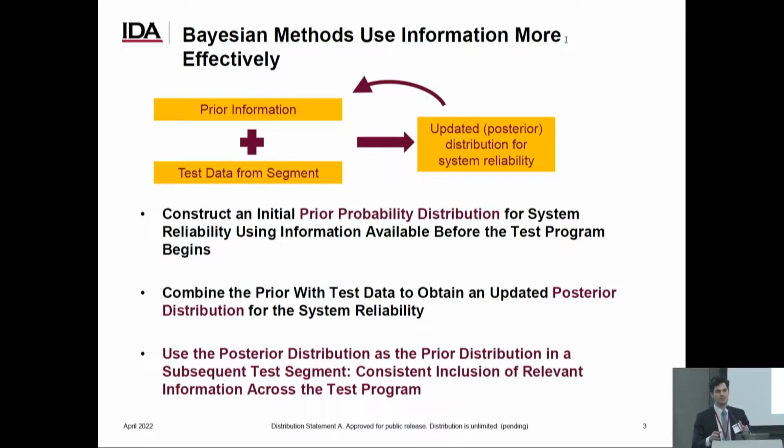And this represents a single segment, but tests can go over multiple segments. And so, again, as we heard in the last talk, we can use the posterior distribution from previous segments as the prior for subsequent segments, and thereby can consistently include relevant information across the entire course of the test program.